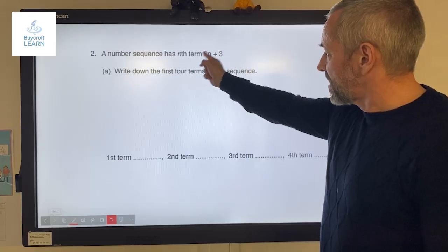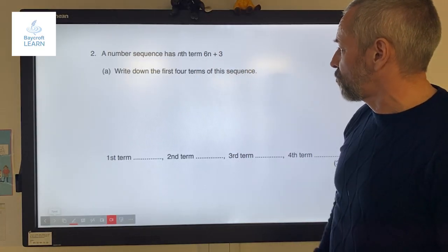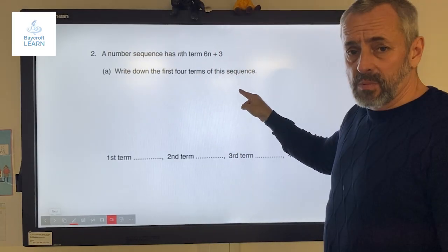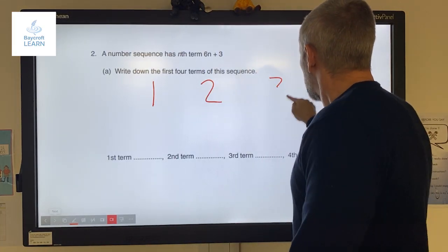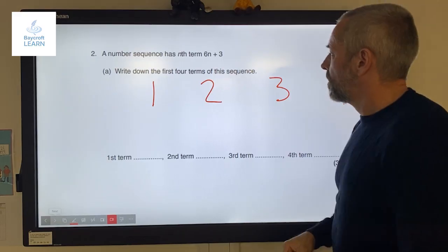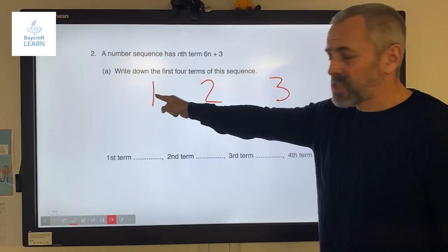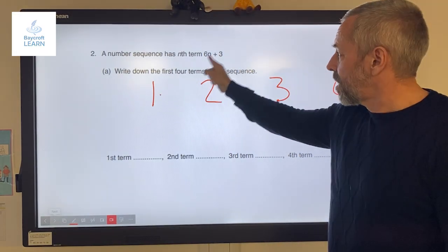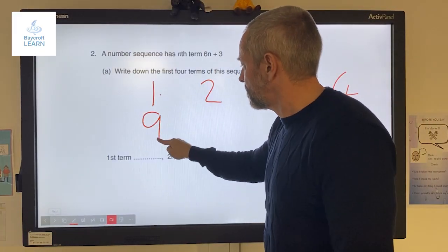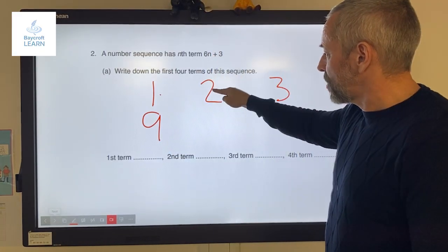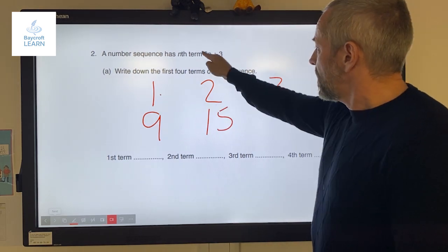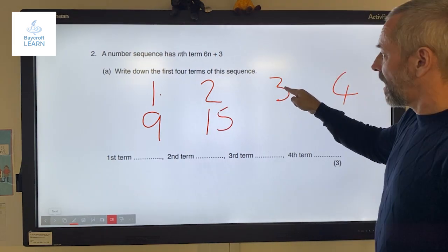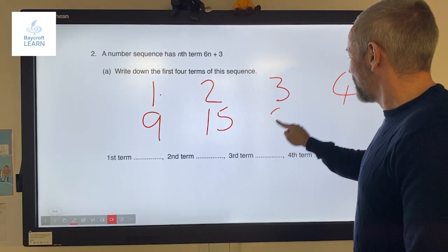A number sequence has an nth term of 6n plus 3. Write down the first 4 terms of this sequence. Okay, we can do that. 1, 2, 3, 4. Well, 6n. What's 6 times 1? Gives us 6. Add 3 gives us 9. 6n. 6 times 2 gives us 12. Add 3, 15. 6n. 6 times 3, 18. Add 3 gives us 21.